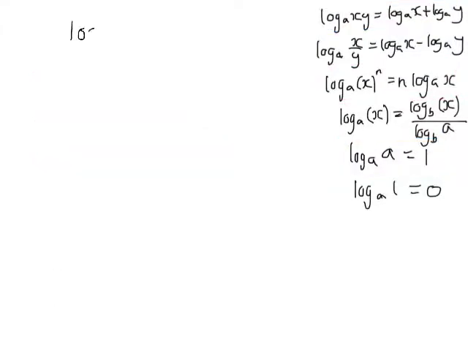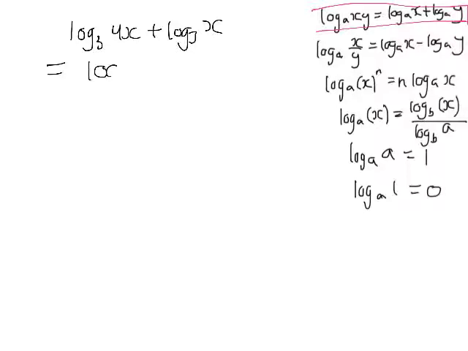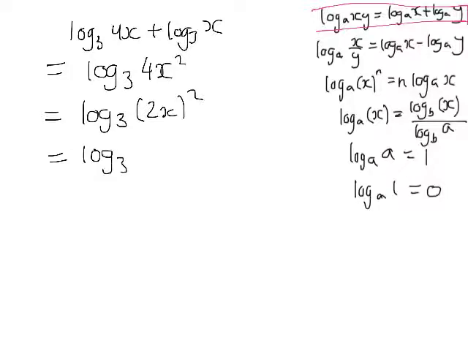So let's do a few more examples. If we've got log to the base 3 of 4x plus log to the base 3 of x, we can use our first rule, and we can use this in the reverse manner now. We can say that this is log to the base 3 of 4x times x, which is 4x squared. And we can say that this is log to the base 3 of 2x all squared. So this is 2 times log to the base 3 of 2x.